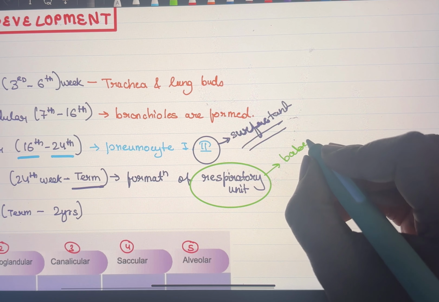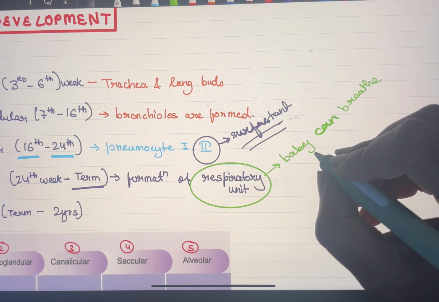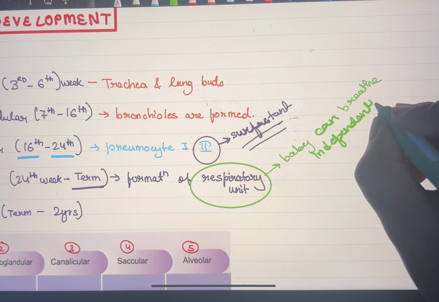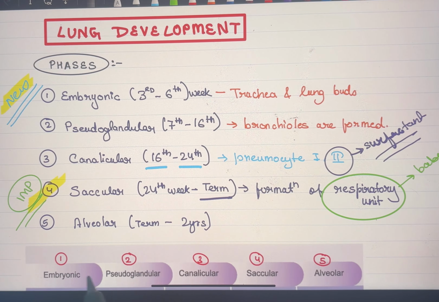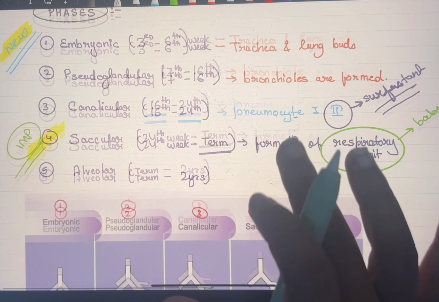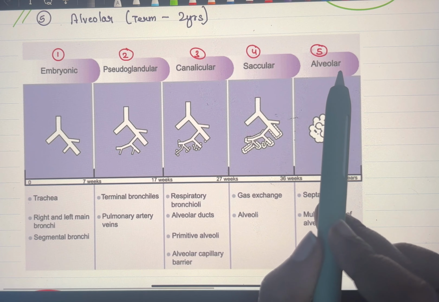What do you mean by that? The baby can breathe independently now, after the formation of the saccular phase. After the saccular phase, we have the alveolar phase, that is from term pregnancy to the 2nd year of age of the child. These are the phases: embryonic, pseudoglandular, canalicular, saccular, and alveolar.